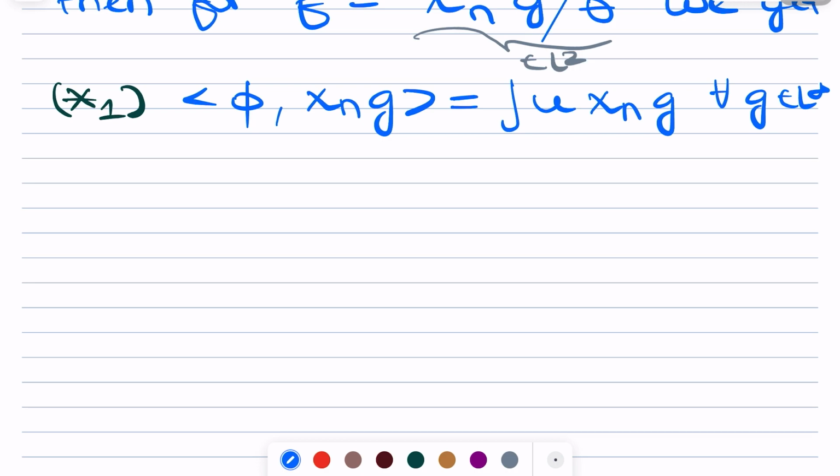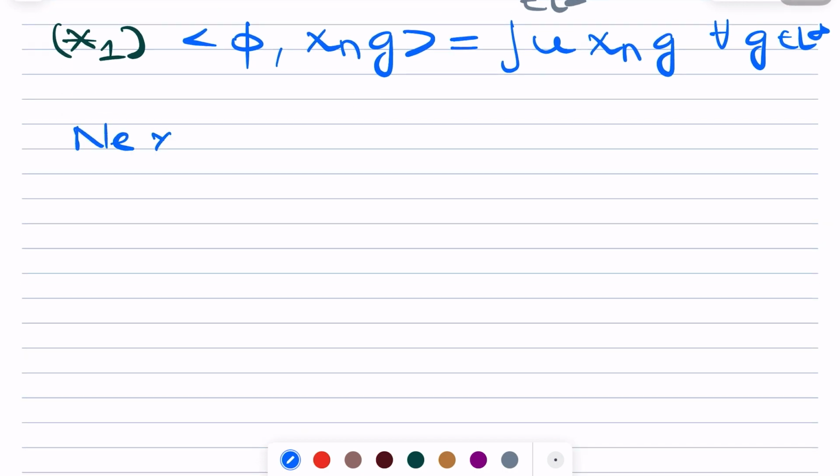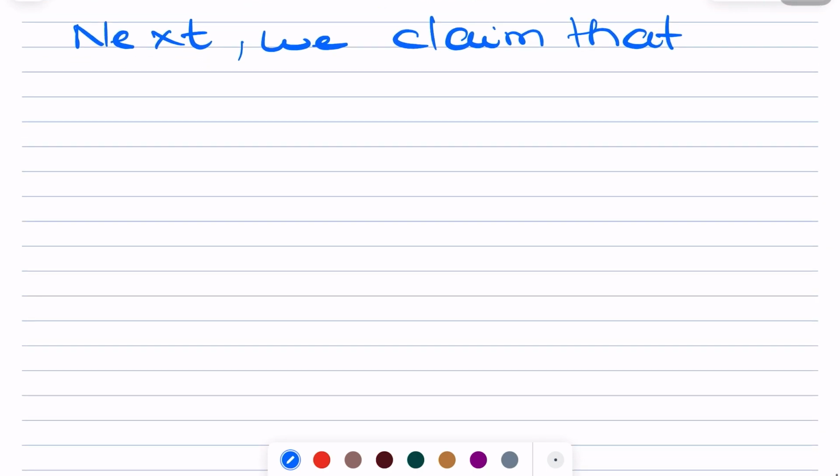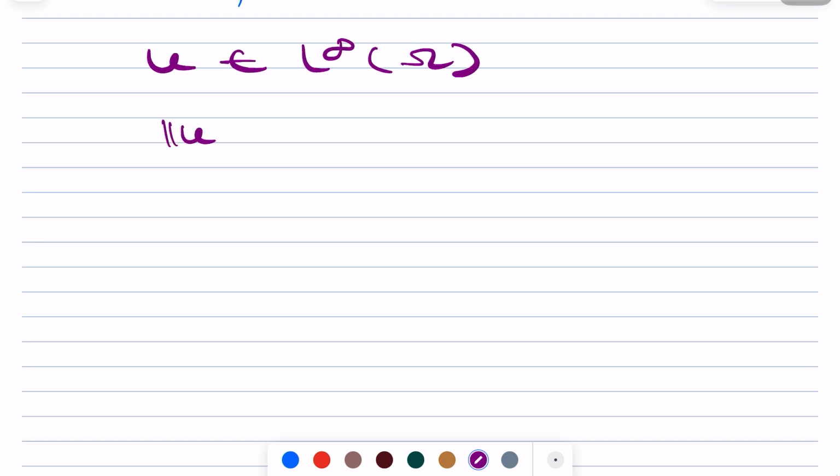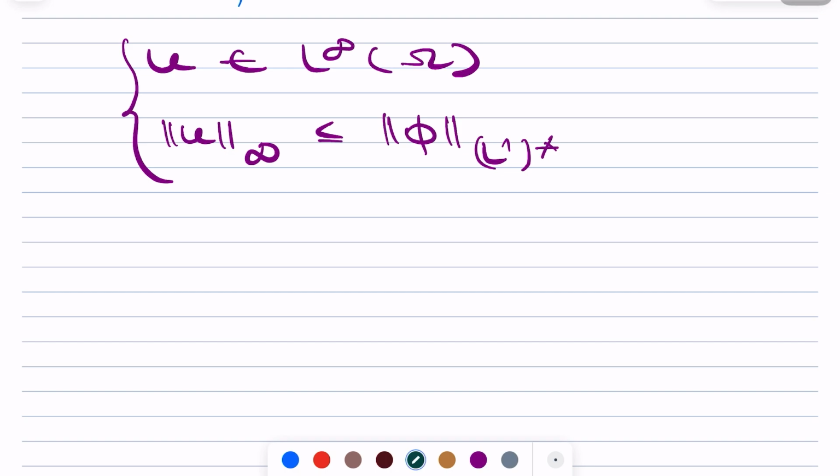So next, we claim that u is actually in L infinity of omega, and the norm of u in infinity is also equal to the operator norm. We call this second property star 2.